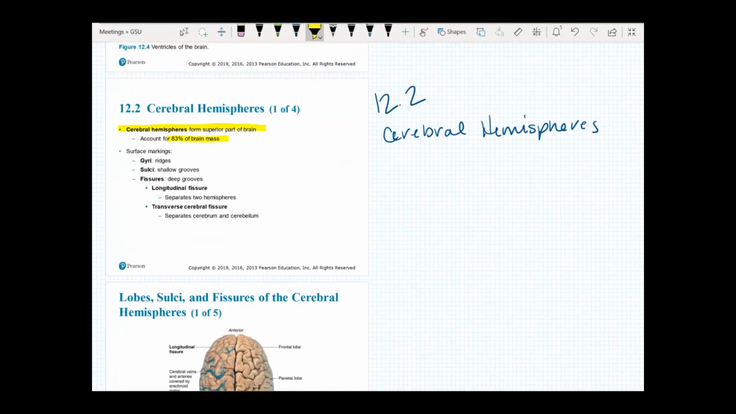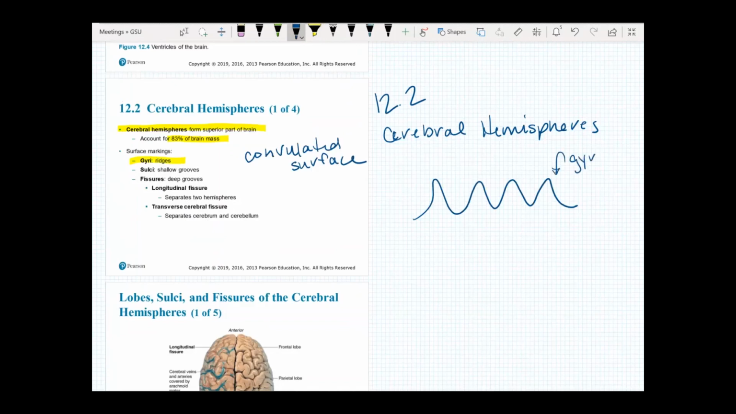There's a couple terms to talk about. It is folded and it is a convoluted surface. When we say it's a convoluted surface, it is not flat. So these terms will be our landmarks to our brain. Gyri is going to be a ridge. If we have this, the ridge is going to be the gyrus. Gyri is plural, gyrus is singular.